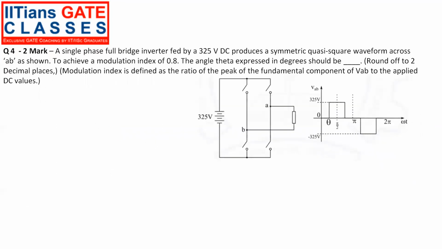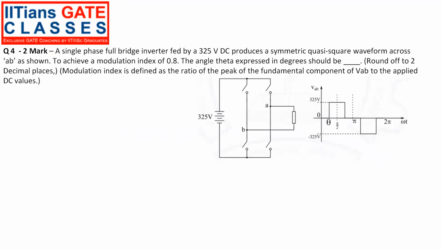Now let's go to our last question, which is a 2 marks question, and this question is from the inverter circuits. What they are saying is, a single phase full bridge inverter fed by a 325 volts DC produces a symmetric quasi square waveform across AB terminals. Okay, so to achieve a modulation index of 0.8, they are asking us to find out the angle theta in degrees.